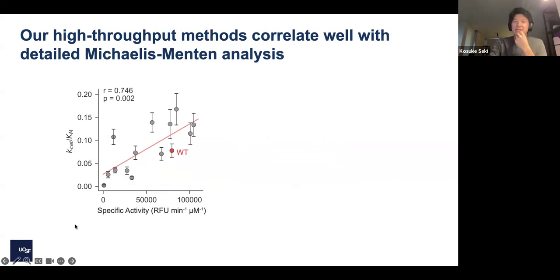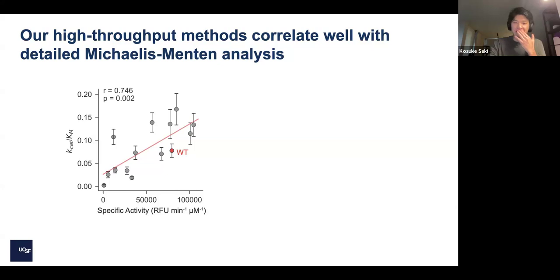What you can see here on the x-axis is the activity that we measure in our high throughput assays, and on the y-axis is the kcat over Km, a measure of the specific activity of each enzyme. This was done by rigorously purifying the enzyme and doing all the Michaelis-Menten analysis on each of those enzymes. You can see that in general, the activities that we measure in high throughput tend to match the activities that we measure when we do much more detailed analysis. That suggests to us that our data is of high quality.